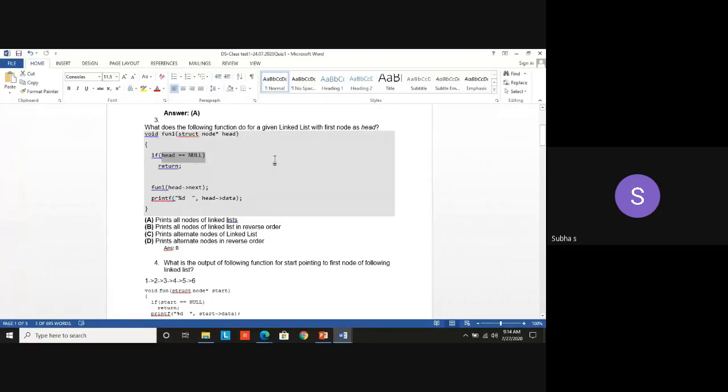But here you have to think this function is called again and again. If it is null it will return. If it's not null you have to go to the next part. 1, 2, 3. So it will go to 2. Then you are calling the same function, function of head next. It will go to 3. Yes. Then after 3 there is no element at all, because that is the last element, null.